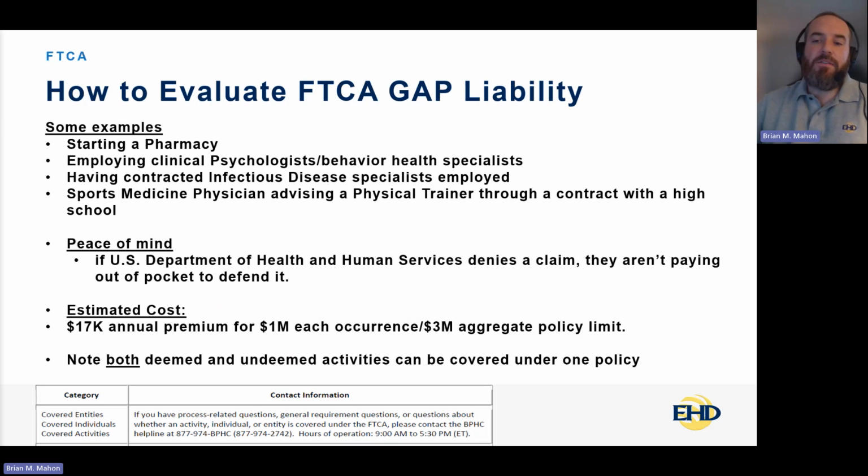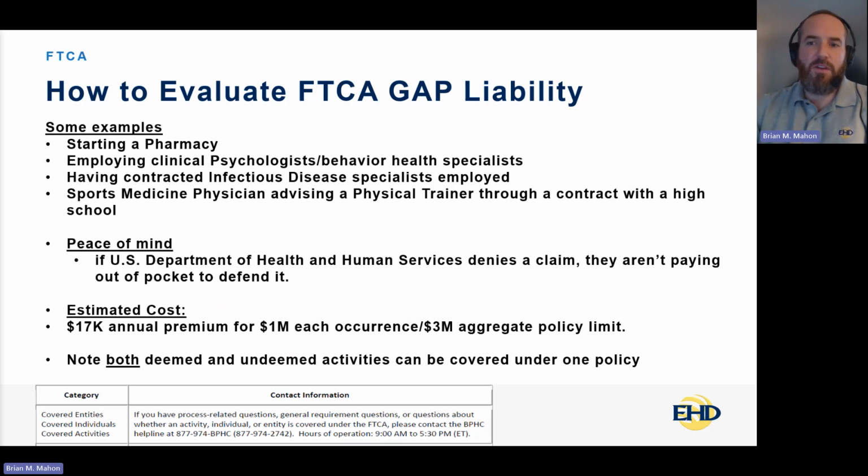And then some health centers just want peace of mind, right? If, God forbid, there is a claim and the U.S. Department of Health denies it, they're paying out of pocket for legal defense. So that's exactly what this policy will pick up.